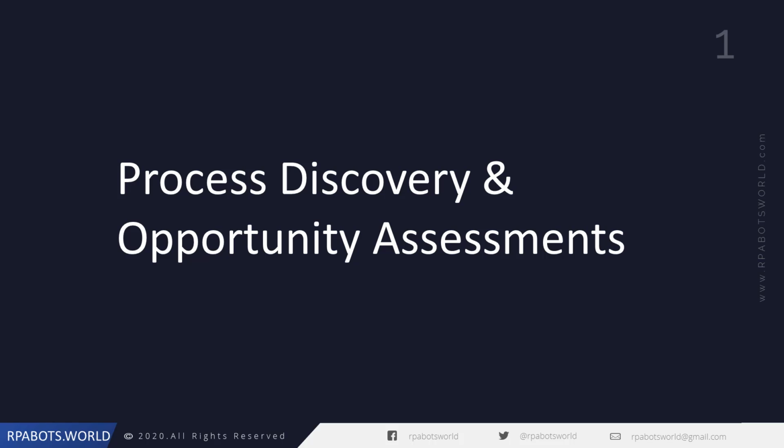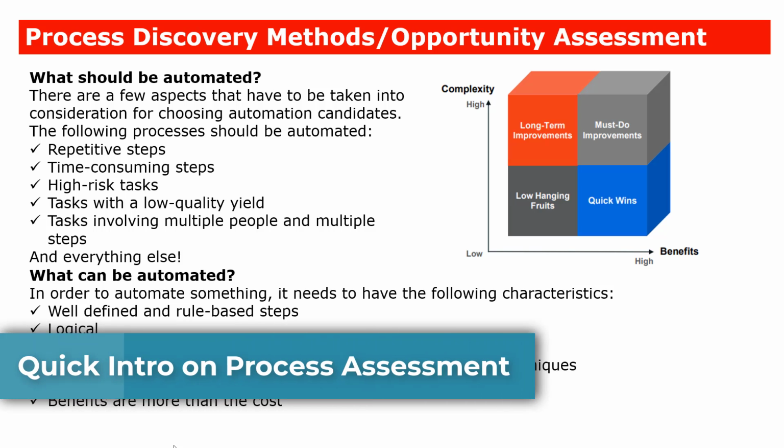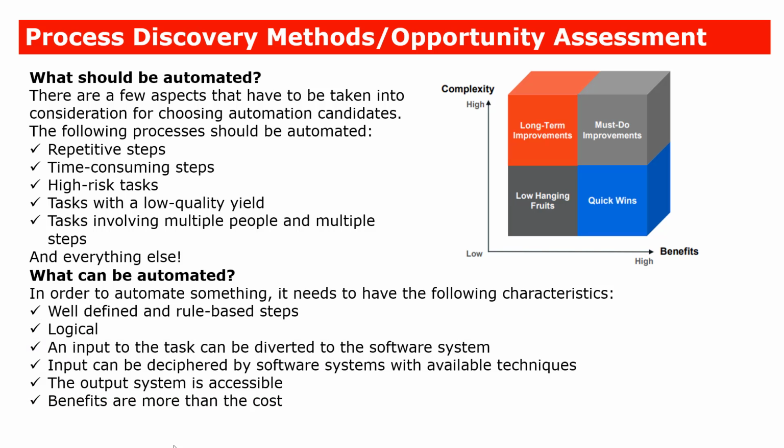Process discovery methods and opportunity assessment. Okay, a lot of people complain that they have selected the wrong process for automation. They have selected a process which is taking longer than expected to return any ROI.